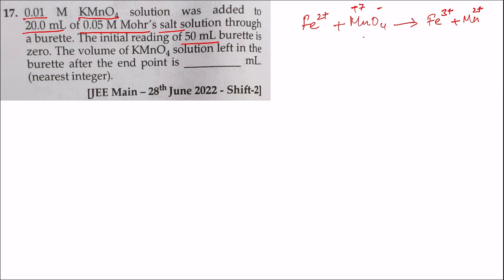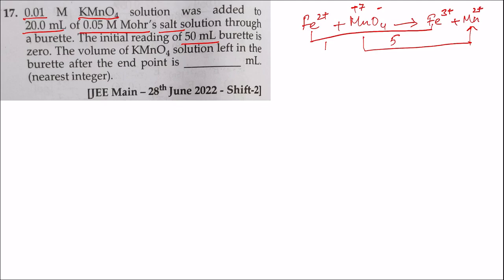So, a decrease in the positive oxidation state from plus 7 to plus 2. The change in the oxidation number of each atom of manganese is 5, or in other words, manganese accepts 5 electrons. On the other hand, Fe2+ is oxidized to Fe3+. Therefore, the change in oxidation number of iron is 1. So, moles of electron which iron loses is 1. So, valency factor of iron is 1 and valency factor of manganese is 5.